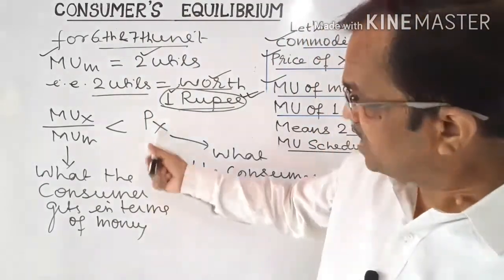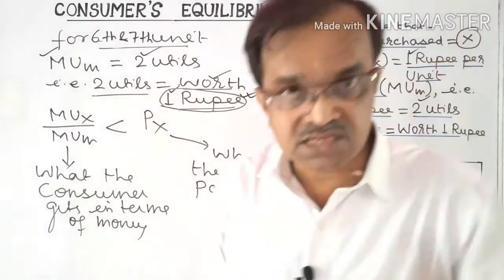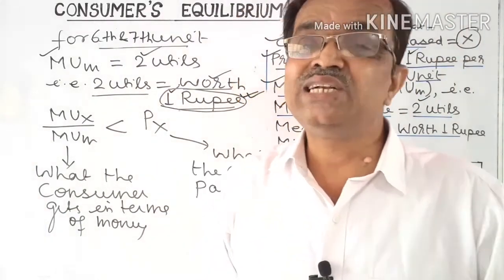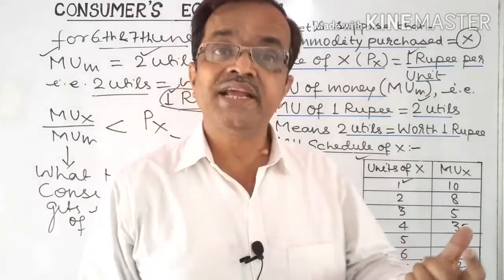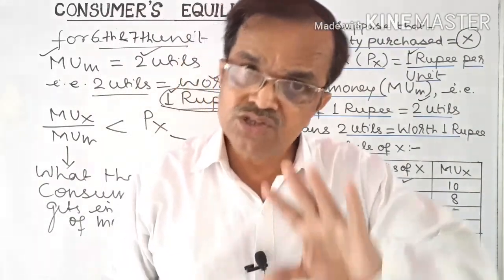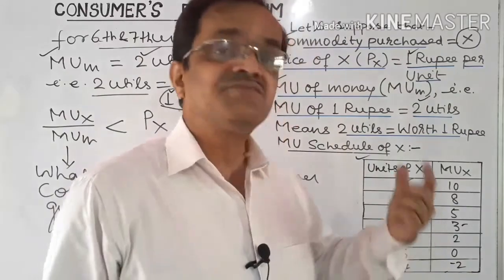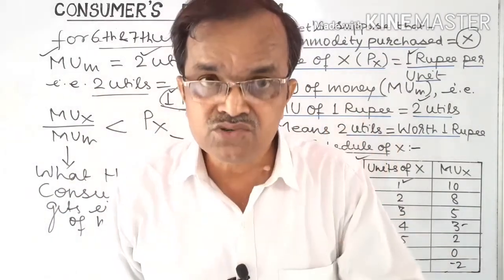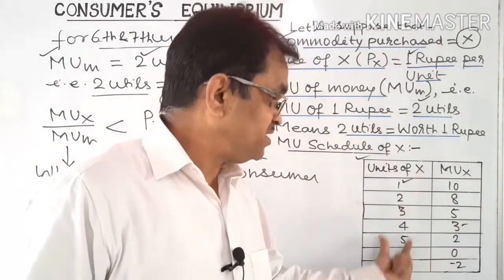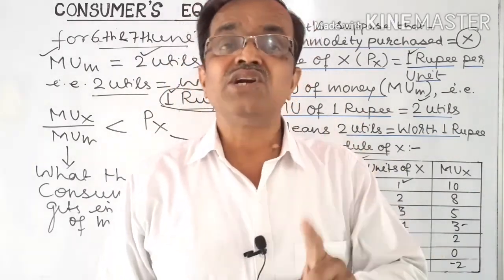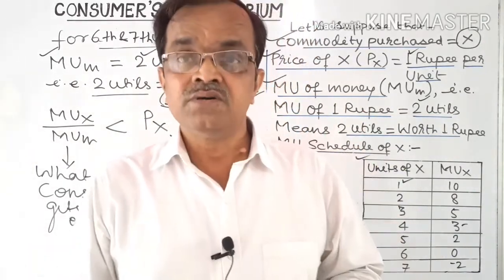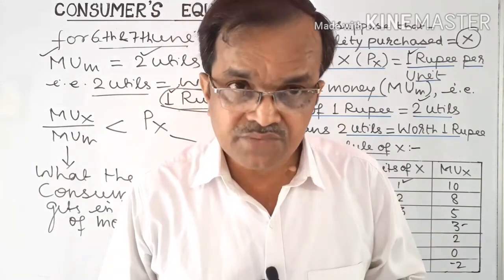Why? Because the price paid is more than the satisfaction that the consumer gets in terms of money. It means, what is the decision taken by the consumer? The consumer would stop consuming after this 5th unit. Means the consumer would stop consuming after the 5th unit, and the 5th unit of consumption is the point of equilibrium. Then how does the consumer reach the point of equilibrium?